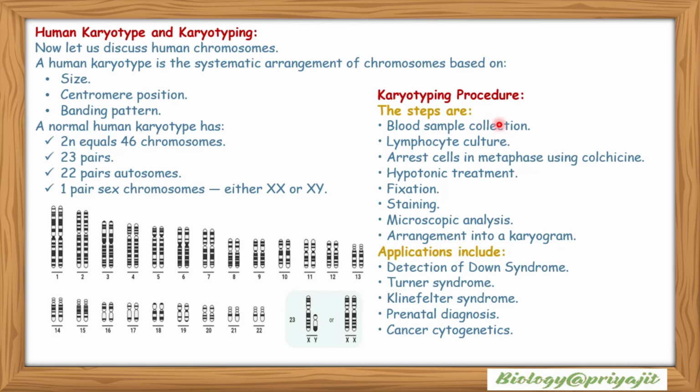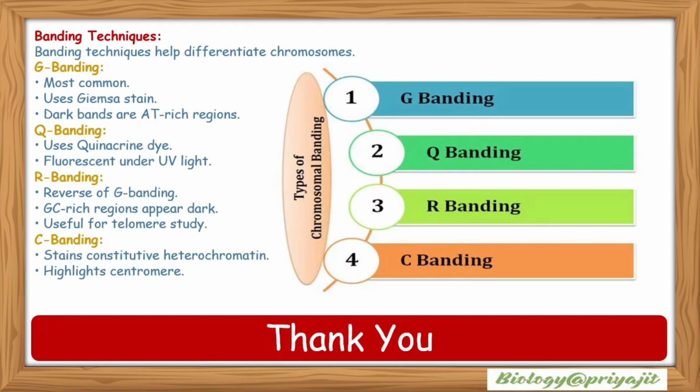Karyotyping procedure. The steps are blood sample collection, then lymphocyte culture, arresting cells in metaphase using colchicine, then hypotonic treatment, fixation, staining, microscopic analysis, and further arrangement into a karyogram. Applications include detection of Down syndrome, Turner syndrome, Klinefelter syndrome, prenatal diagnosis, and cancer cytogenetics. Banding techniques help to differentiate chromosomes.